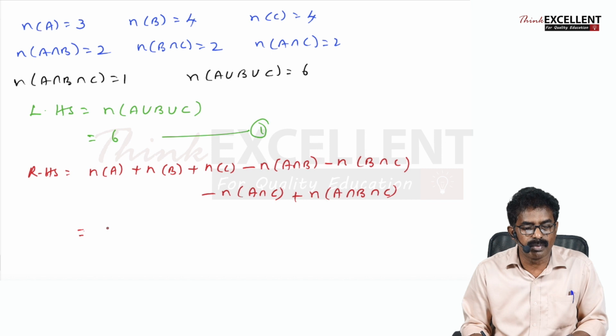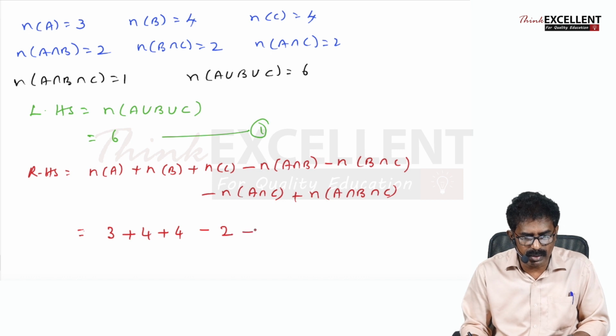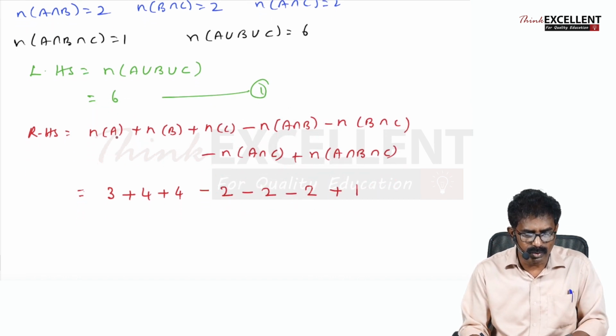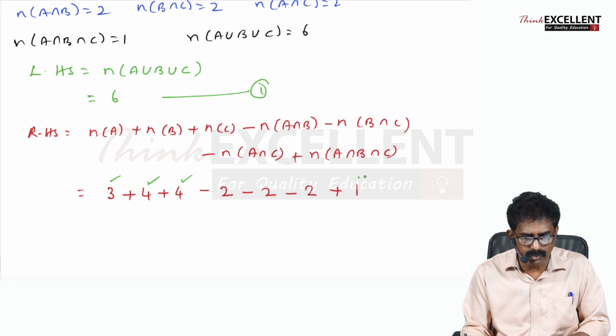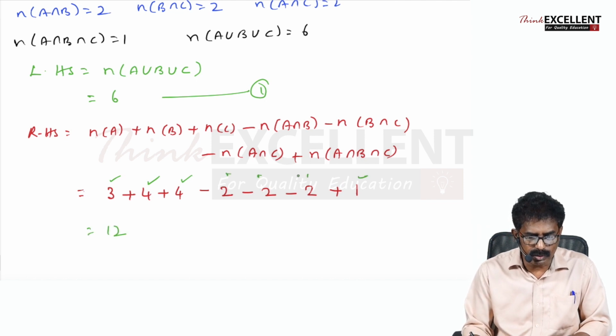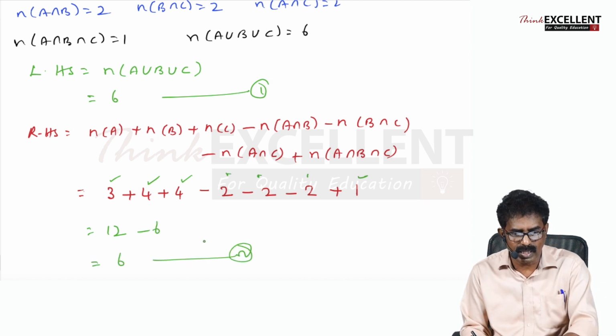n of A 3 plus n of B 4, n of C 4, minus n of A intersection B 2, minus B intersection C 2, minus A intersection C also 2, plus A intersection B intersection C is 1, right? So now you check it. Positive value is 3 plus 4 plus 4 plus 1, it is 12. Minus 2, minus 2, minus 2, it is minus 6. 12 minus 6 is also 6. Take it as 2. Both answers are same, right?